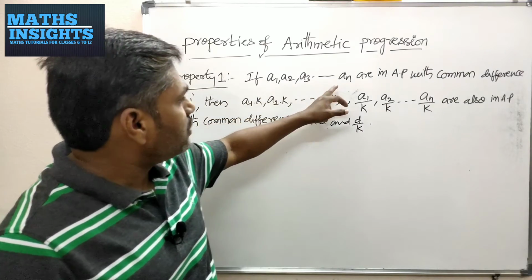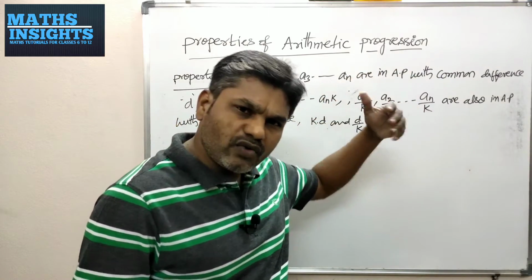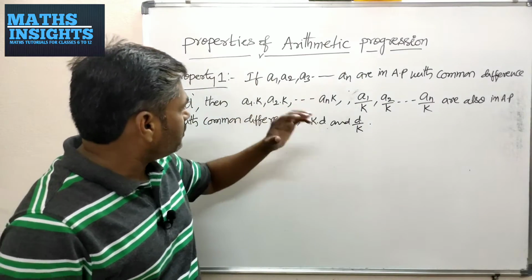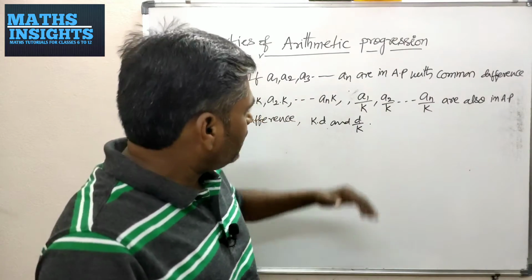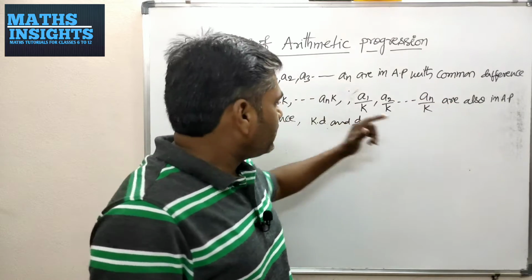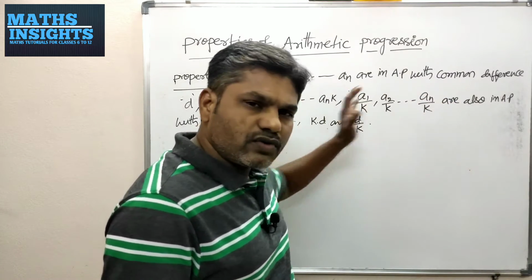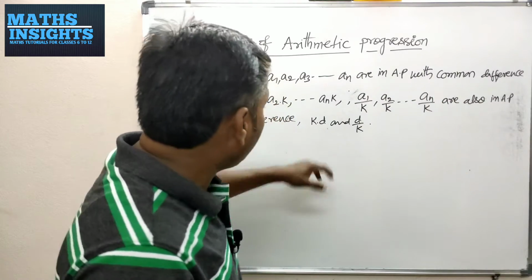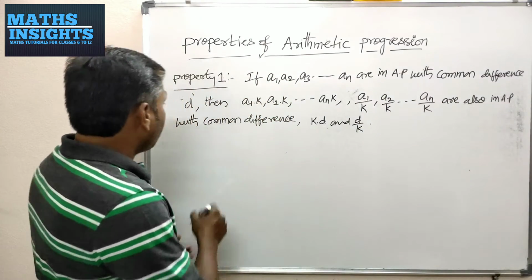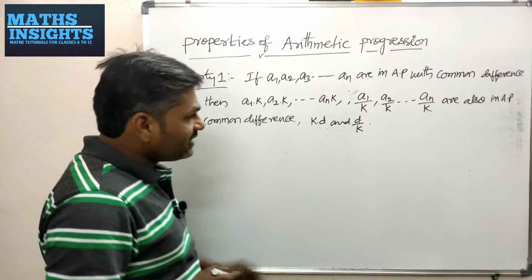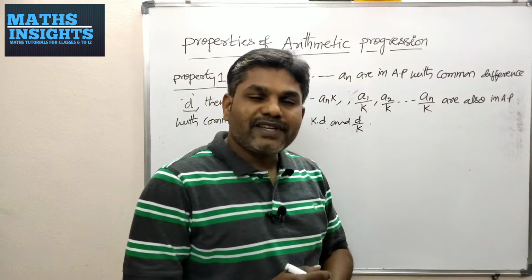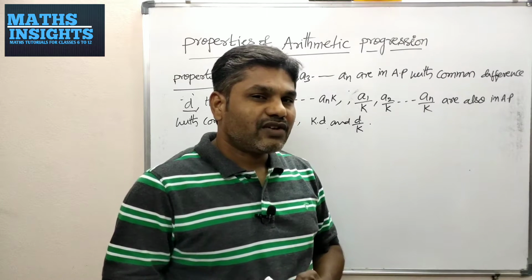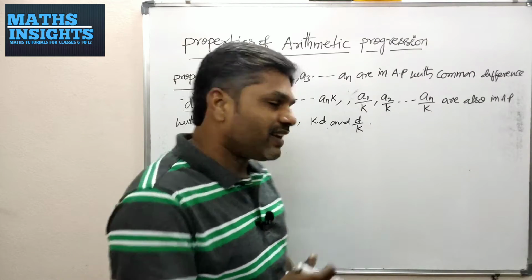A1, A2, A3 and so on is an AP, as given. You have to verify that after multiplying all the terms with a constant K, and dividing all the terms with a constant K, they are also in AP, but the common difference will change here. Why? Because you are multiplying each term with K, so you have to multiply or divide the common difference also with that K. We will take an example.